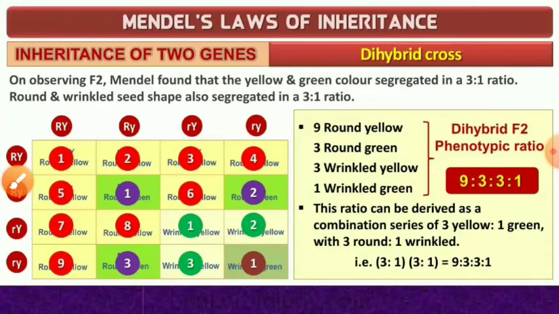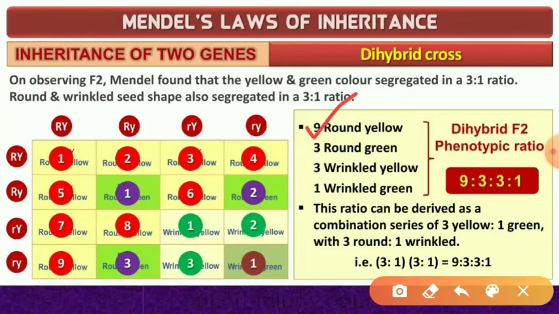Okay, after this dihybrid cross, we find out the dihybrid ratio from this cross. Not 3:1, it changes into 9:3:3:1. How does it form? 9 round yellow, 3 round green, which is a new offspring. Then another 3 wrinkled yellow, another new offspring. But the last one is parental, wrinkled green.